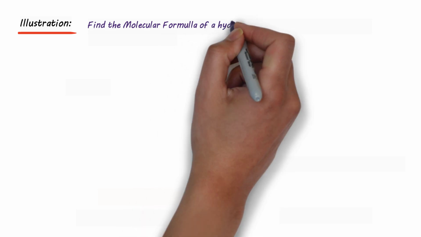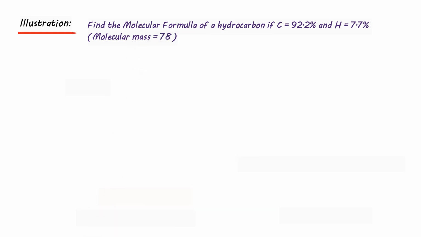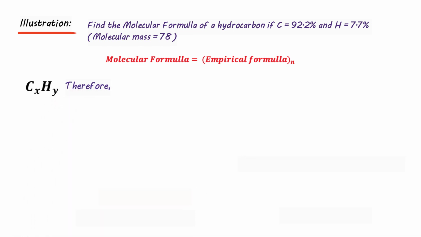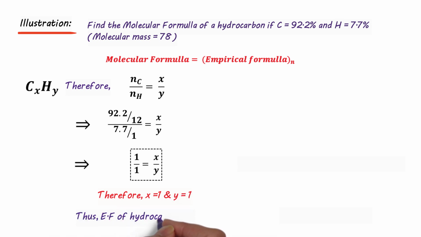In the same way, let's try to find out the molecular formula of a hydrocarbon if carbon is equal to 92.2% and hydrogen is equal to 7.7%, and molecular mass of that molecule is given as 78. You know molecular formula is equal to (empirical formula) whole n. So to calculate the empirical formula, let's assume CxHy be the formula of that molecule. Therefore, Nc by Nh will be equal to x by y. That boils down to 92.2 by 12 whole divided by 7.7 by 1, that will be equal to x by y, which comes out to be x by y equal to 1 by 1. Therefore, x will be equal to 1 and y will be equal to 1. Thus, the empirical formula of the hydrocarbon is CH.